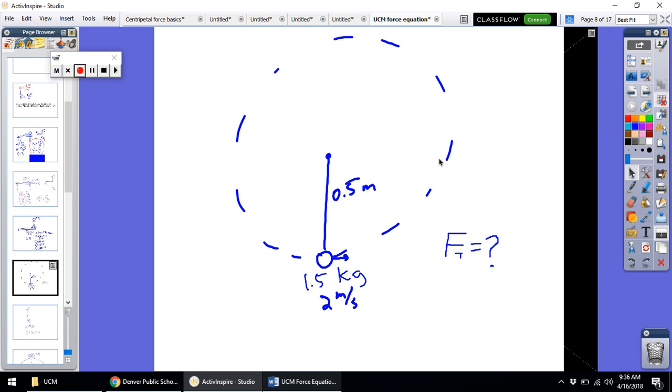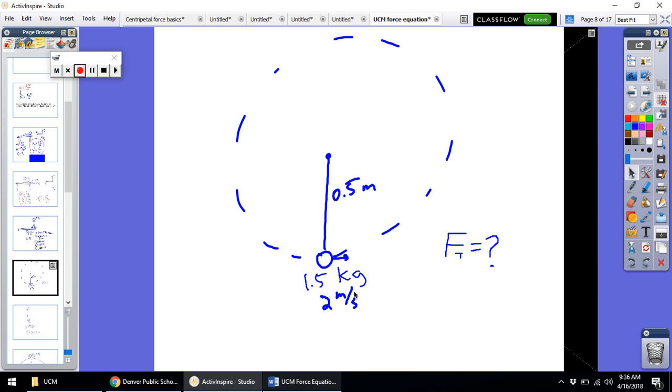On the sides is not UCM because it is speeding up and slowing down on the sides, right, as it goes up and down the circle. But at the bottom and the top, it's basically going constant speed through the top and a constant speed through the bottom. All right, so here's the information that's given to you. So go ahead and start to answer this problem.